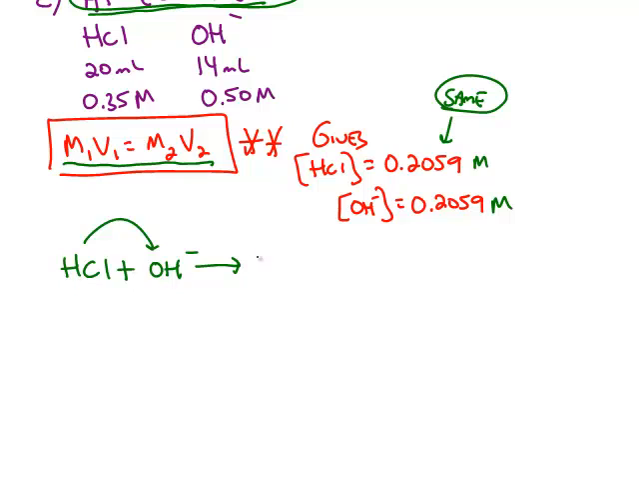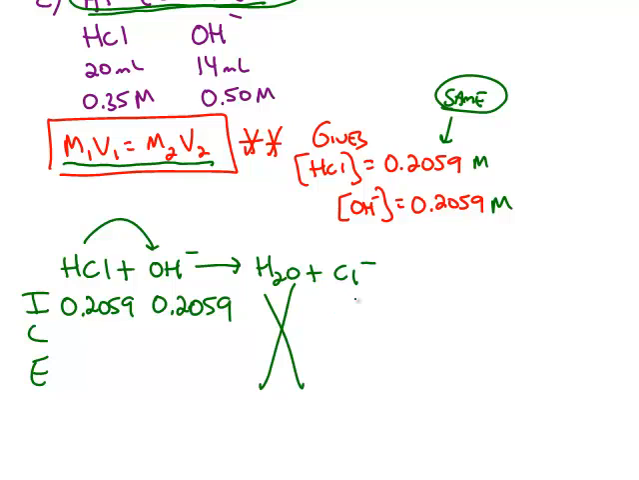Strong acid, strong base, reaction goes 100% to the product side. Cross off the water, 0 chloride. Both chemicals run out at the same time. Again, because we're at the equivalence point.